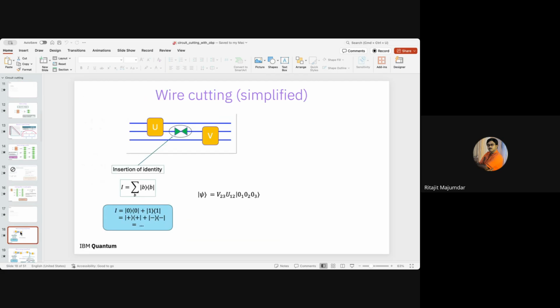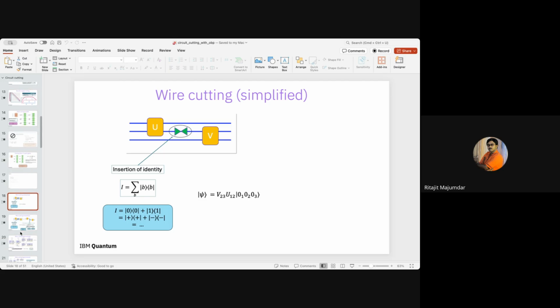And if you want to think of wire cutting in particular, the idea is, say you have a circuit like this, where U is a gate and V is a gate. Now I can put in an identity anywhere I want, right? Identity is not doing anything. So let's say I am putting in an identity here. Identity can be written down like this: identity is |0><0| + |1><1|. You can show that identity is also |+><+| + |-><-|.